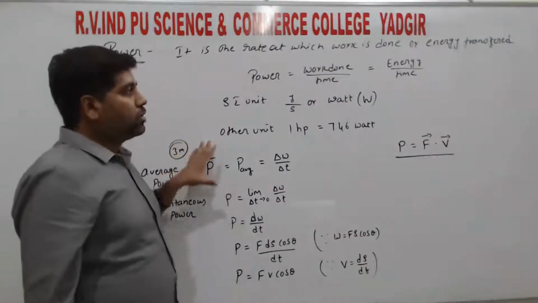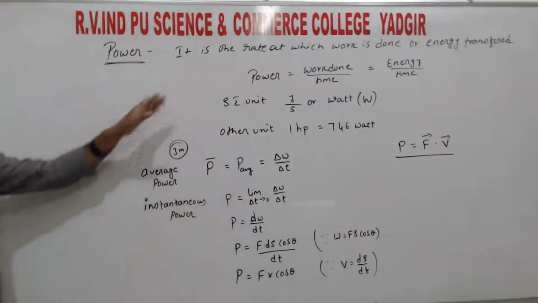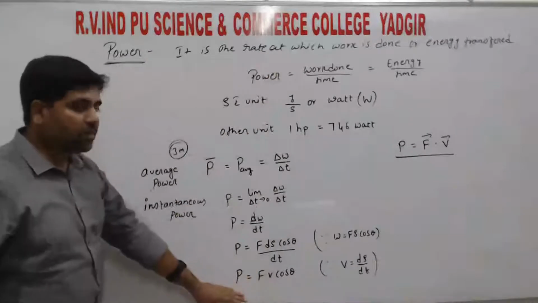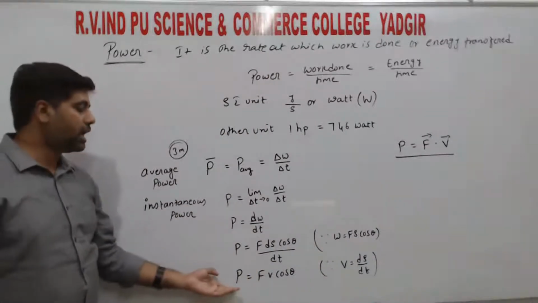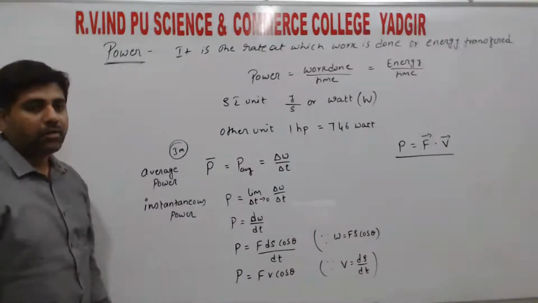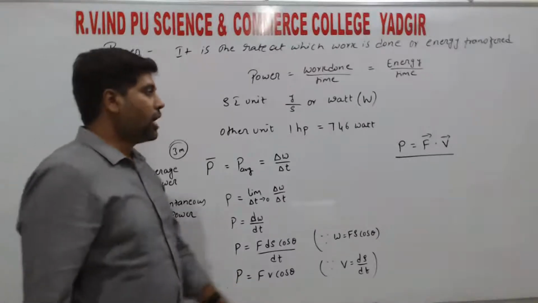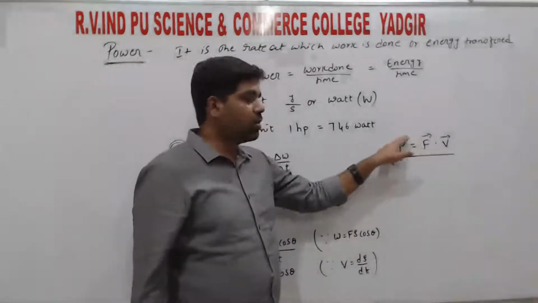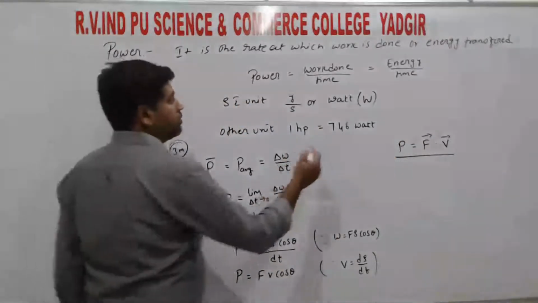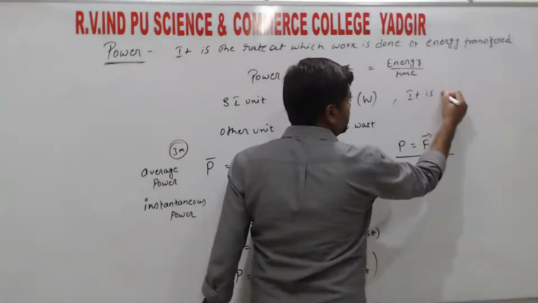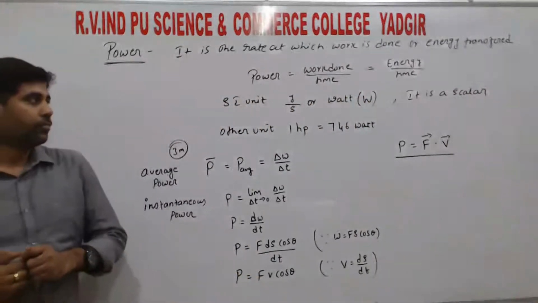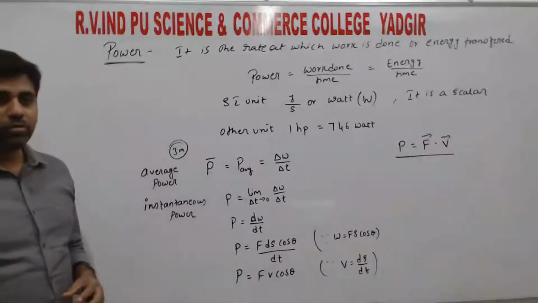So this is all about power. It is a small topic: just a definition, then the mathematical relation for power, and power in terms of force and velocity. They ask directly: obtain the expression for the power in terms of velocity. For force and velocity, or simply velocity, we need to write the relation P is equal to F dot v. We don't put the vector sign here because power is a scalar. So power is a scalar. So this is about power.